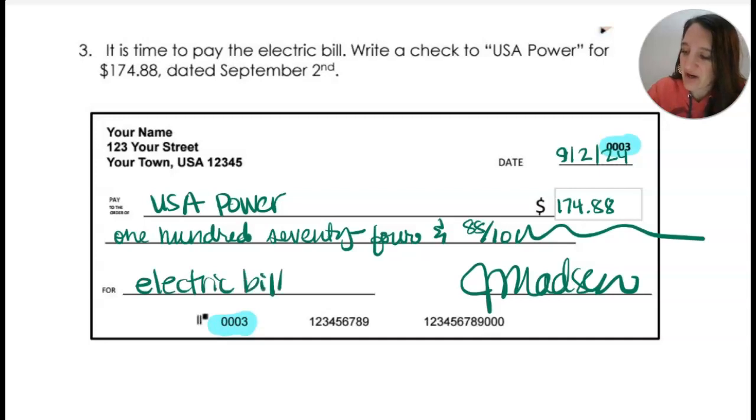This for part right here is optional. If you leave it blank, the check will still get cashed, but it's often good for you to remember what you actually used it for. So everything else, you have to have. It will not be cashed unless you have the date, who it's for, both money amounts, and your signature.